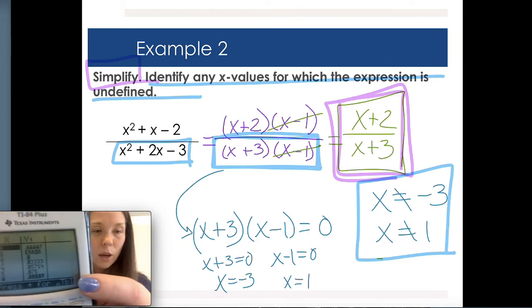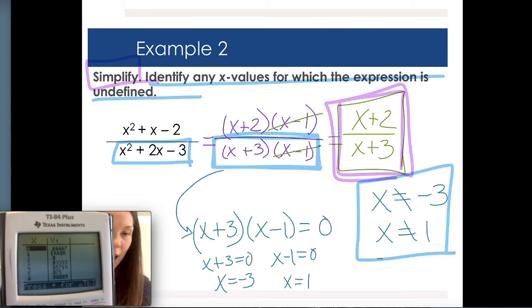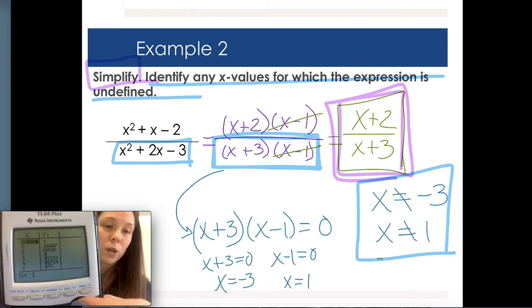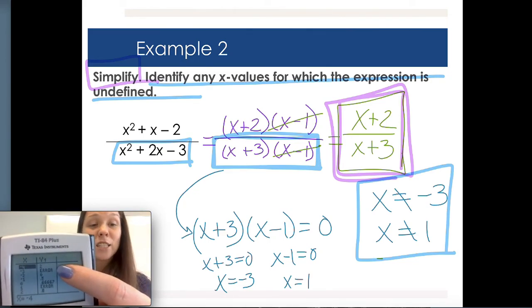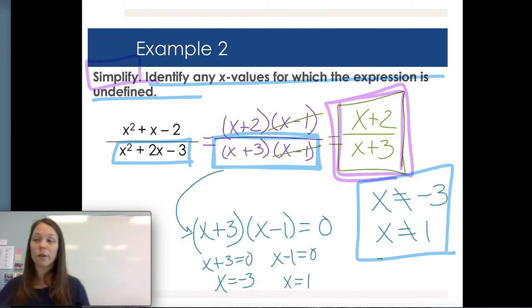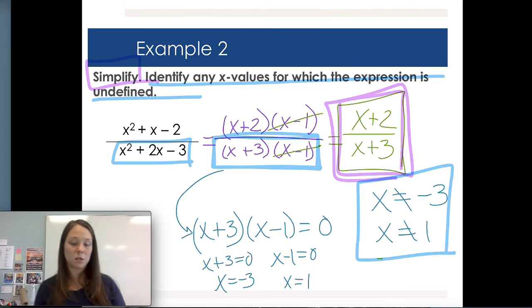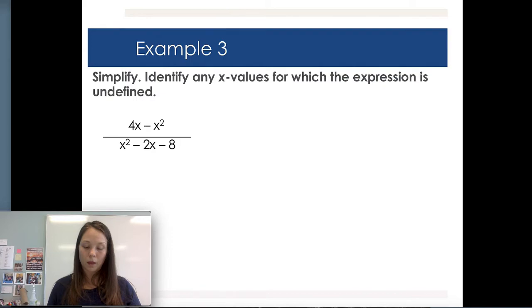Right? So if you look at it, when x is 1, we get an error. And what I did is I typed this original fraction into the calculator. And when x is negative 3, we get an error. And that's because it's trying to tell the calculator to divide by 0, which is not possible.